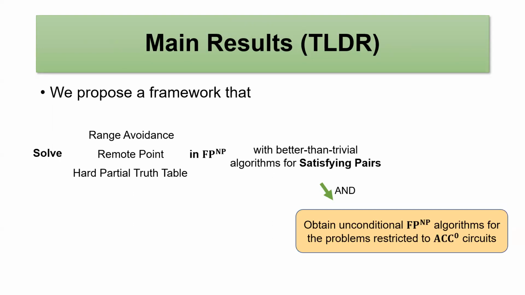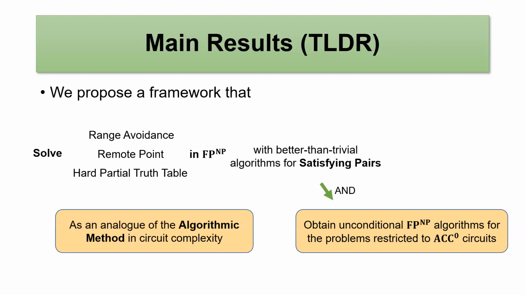In addition, there are such better than trivial algorithms for satisfying pairs of ACC0 circuit. So we obtain unconditional FP to the NP algorithm for the range avoidance, remote point, and hard partial truth table problem restricted to ACC0 circuit. The exact definition of this ACC0 is not important here. This framework is an analog of the algorithmic method in circuit complexity, which I will discuss now.